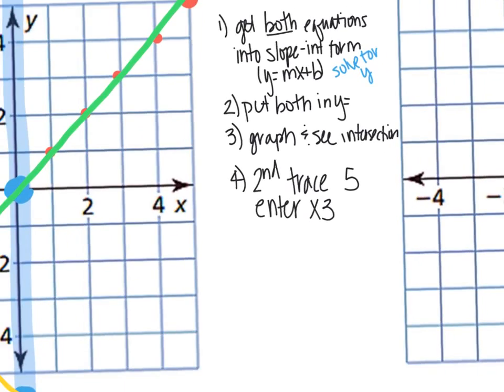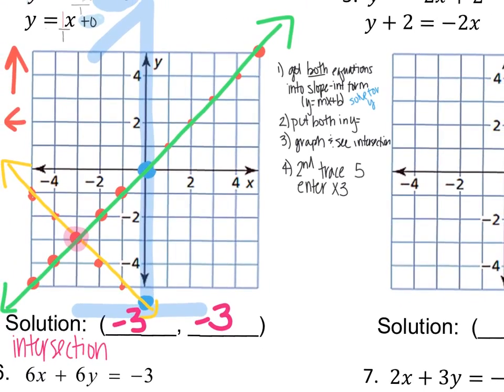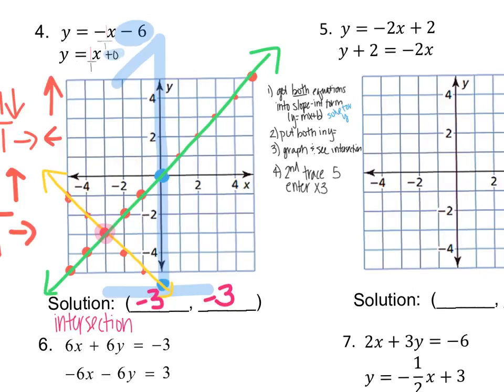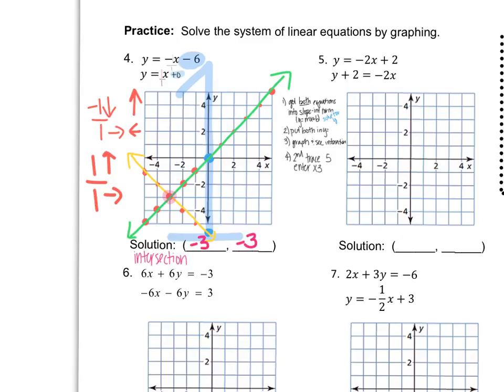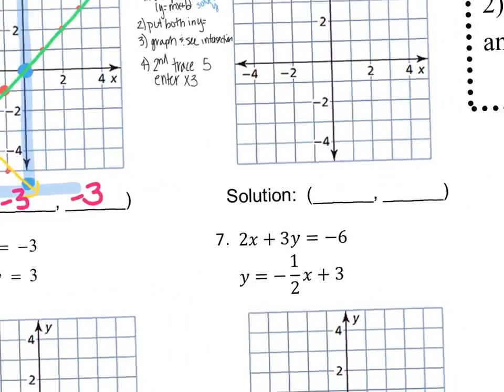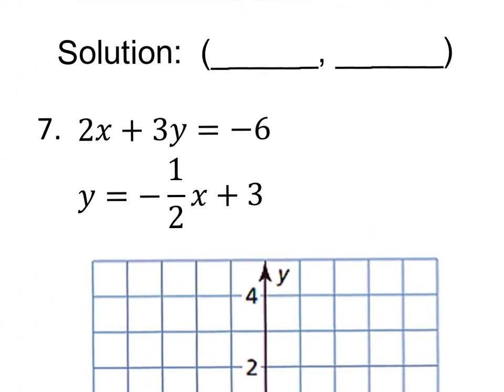intersection. Okay? When you press the button, second, trace 5, enter, enter, enter, you will literally see the word intersection, and it'll tell you what x is, and it'll tell you what y is. So we're going to try that for problem 7. So problem 7 says 2x plus 3y equals -6 and y equals -1/2 x plus 3.